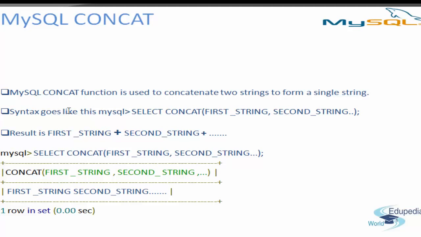So syntax is simple, it goes like this: select concat, first string comma second string and so on. The result is that the first string plus second string will be given to you. This plus sign is just for an illustration. It is not visible in the result that we get. So it's simple. When you select concat first string second string, it gives you a single string that is your result here. More about concat we'll be seeing within MySQL.